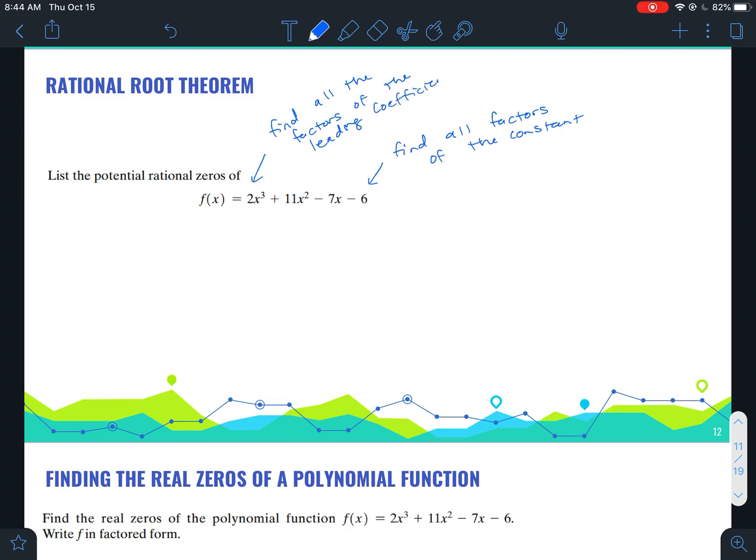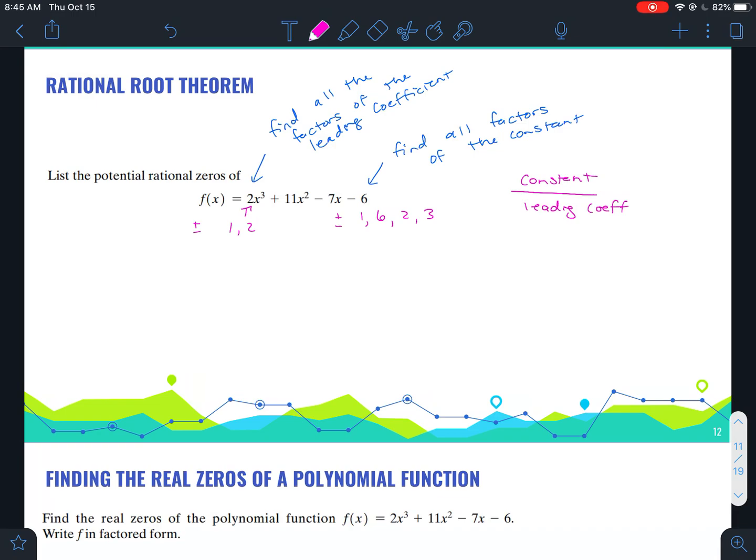So find all the factors of the constant, so the term without the x. So all of its factors are 1, 6, 2, and 3. And all the factors of 2 are 1 and 2. And it's plus or minus all of those, because negative 2 times negative 1 is 2, et cetera, et cetera. So it would be the constant over the leading coefficient. So when you do this, that's what the ratio is.